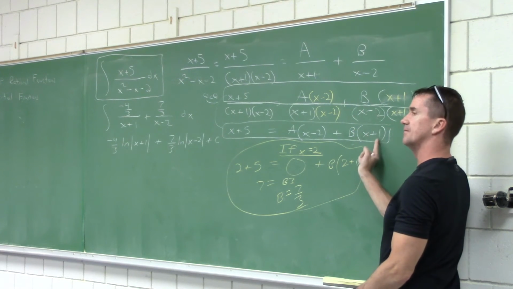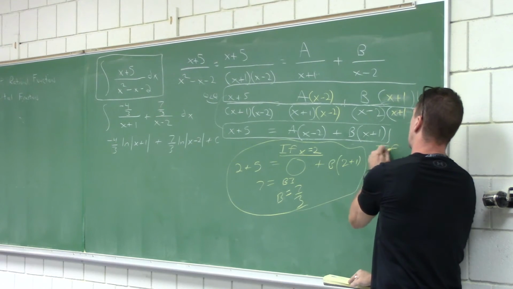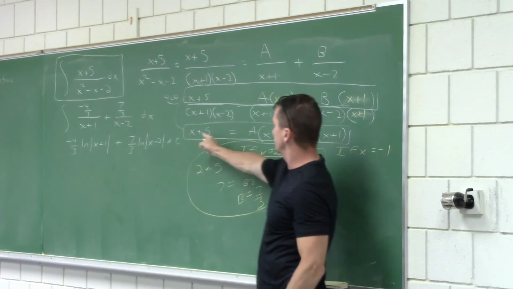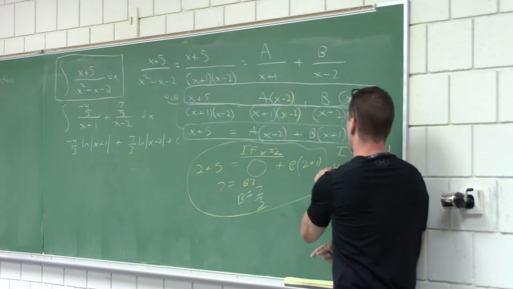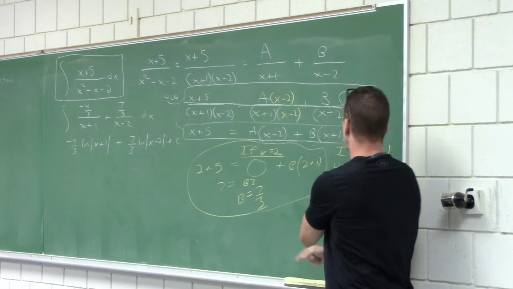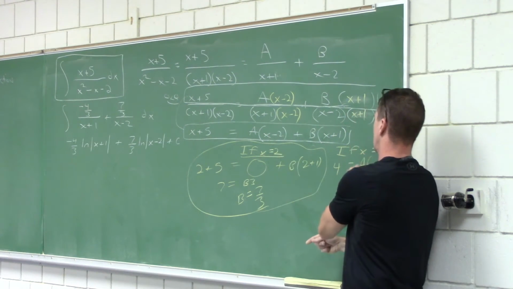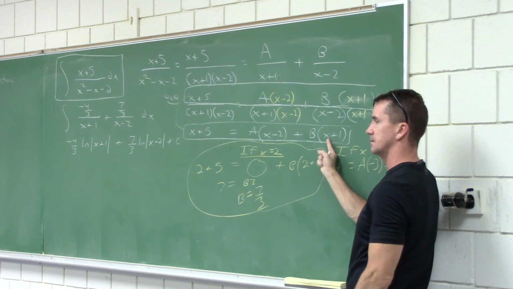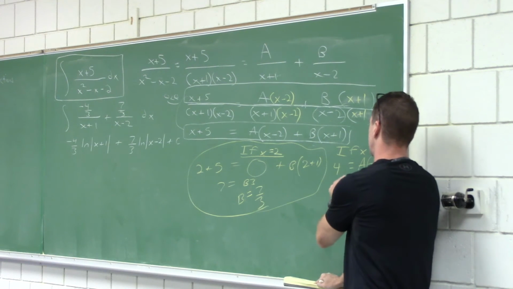Hey, go over here. What would make this 0? What x value? So let's do that. What if x equals -1? Maybe this time I don't have to do as much writing. Plug in -1 right there. -1 plus 5 would equal 4. A times, what's -1 minus 2? -3 plus, what happens when you put a -1 there? 0. And what do you get for A?